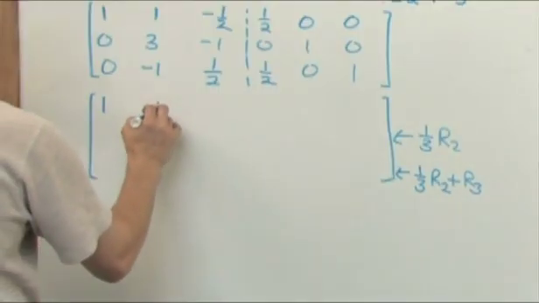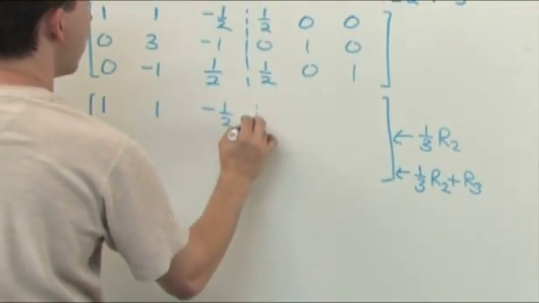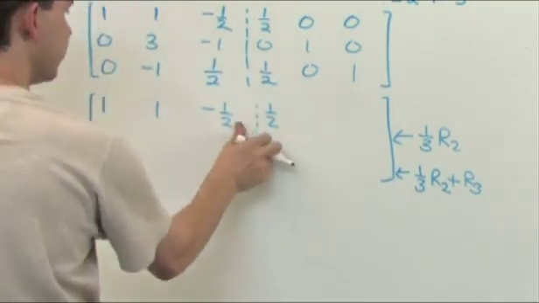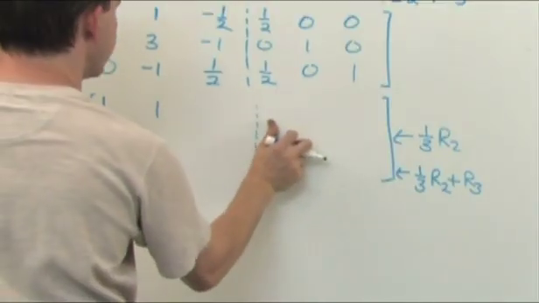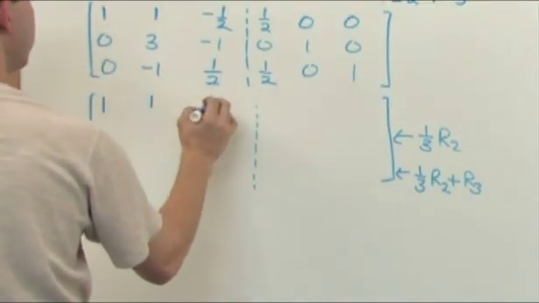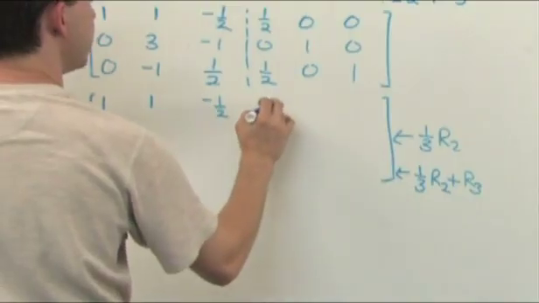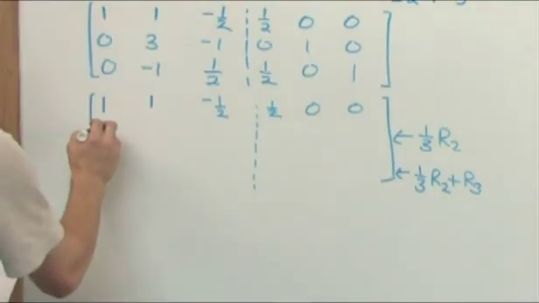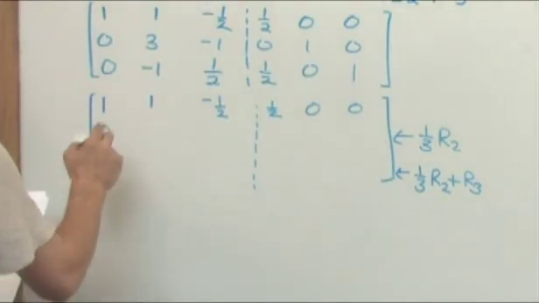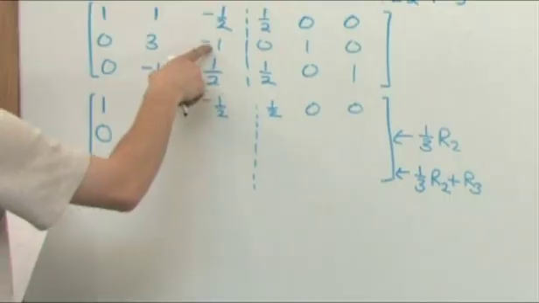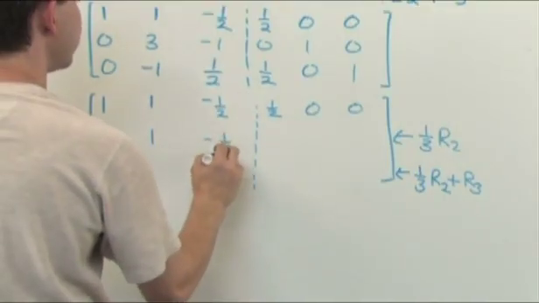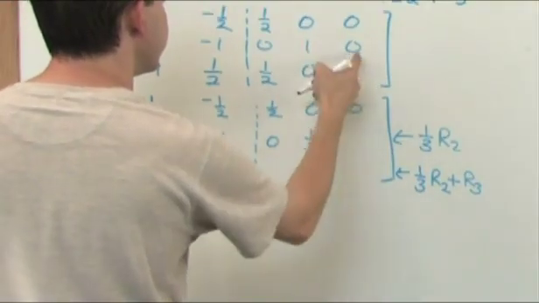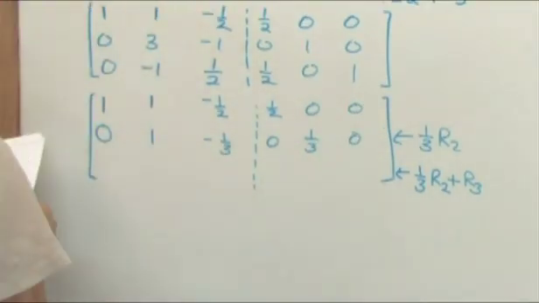So 1, 1, negative 1/2, augmented. Over here you got 1/2. Let me try to keep my stuff lined up a little bit better. 1, you have negative 1/2, 1/2, 0, and 0. And for the second row, we're just going to multiply by 1/3. 0 here. This times a third gives us 1. This times a third gives us negative 1/3. This times a third gives us 0. This times a third gives us 1/3. This times a third gives us 0.